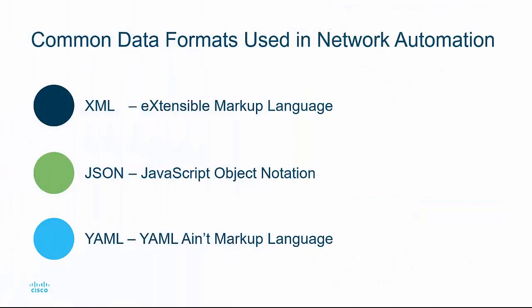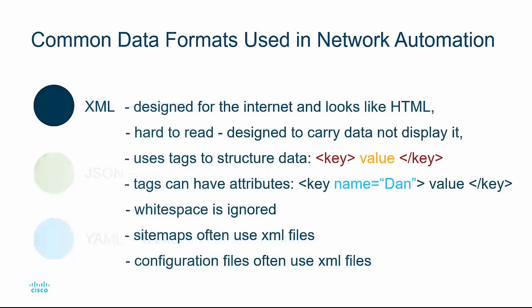The common data formats used in network automation are XML, JSON, and YAML. XML was designed for the internet and looks a lot like HTML. It's generally hard to read, as it was designed to carry data, not display it. It uses tags to structure the data, where the value is between the key tags. The tags can have attributes. Whitespace is ignored. Sitemaps often use XML files, and configuration files also often use XML files.